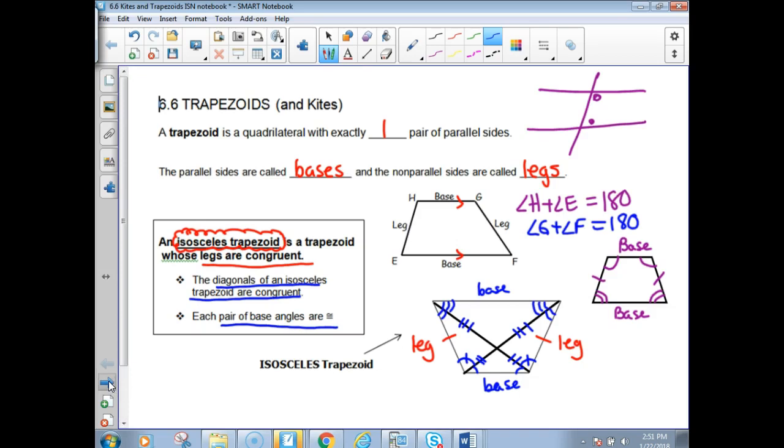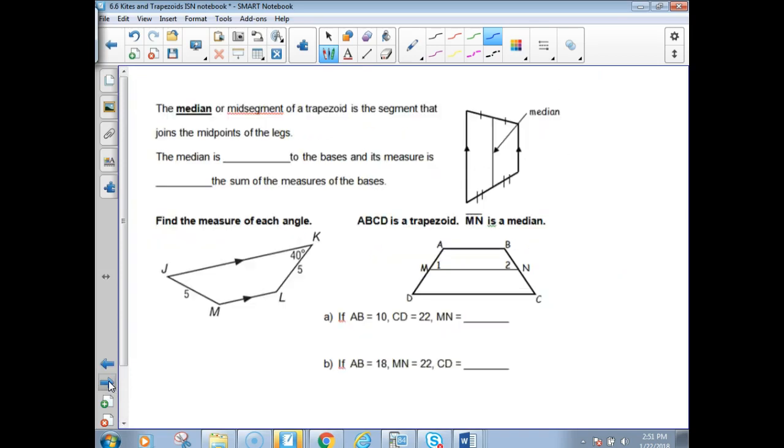So let's flip over to the next, I see on your ISN right below there, and talk about medians. A median or mid-segment of a trapezoid is the segment that joins the midpoints of the legs. So that would indicate that this is a midpoint of that leg, and the trapezoid is just turned sideways. That would be a midpoint of the other leg. And the thing called the median is connecting those midpoints. Median or a mid-segment is another way to name it.